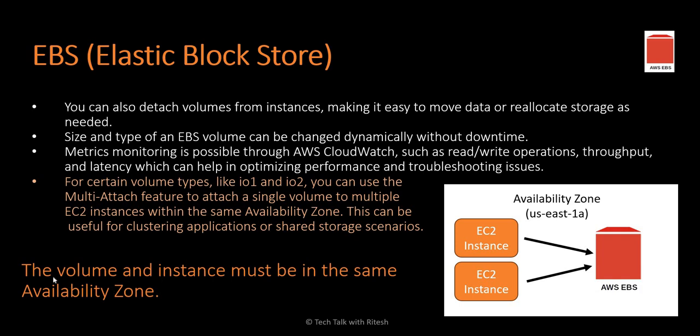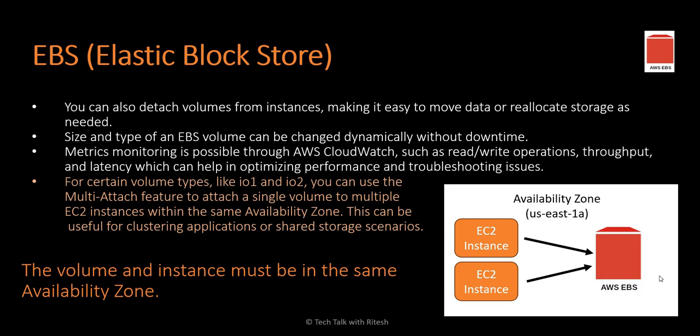Okay, this is the line we should always remember: the volume and instance must be in the same availability zone. Then only we can attach it. So if our EC2 instance is running in availability zone US East 1a, then our EBS volume should also be in the same availability zone. Otherwise, I will not be able to attach it.